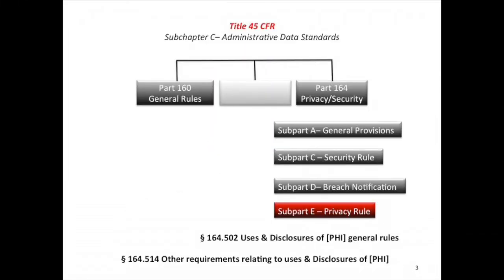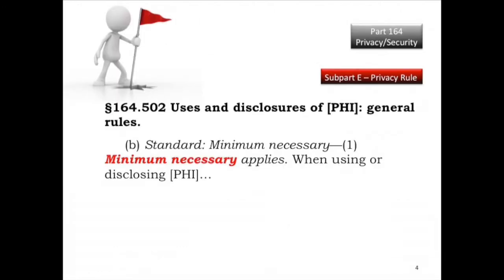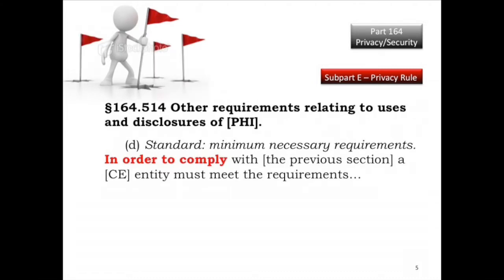HIPAA doesn't have a definition for minimum necessary, but it provides a framework for providers to create internal rules. Minimum necessary standards are covered by two sections of the privacy rule. Section 164.502 introduces the rule. Section 164.514 explains what an entity must do in order to comply.